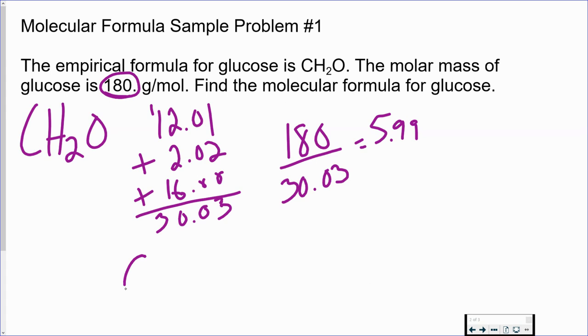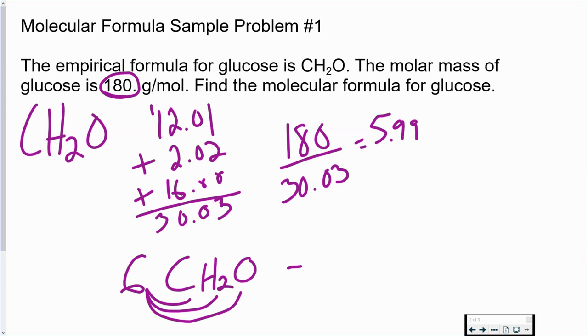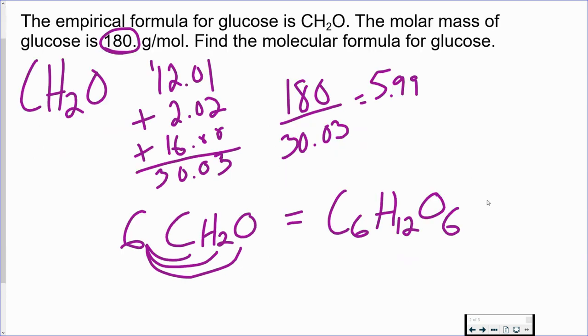What I like to do is put the 6 in front of CH2O, distribute it, and make it look like bananas. Do you see the banana? And that's going to give you C6H12O6. And that is the molecular formula for glucose.